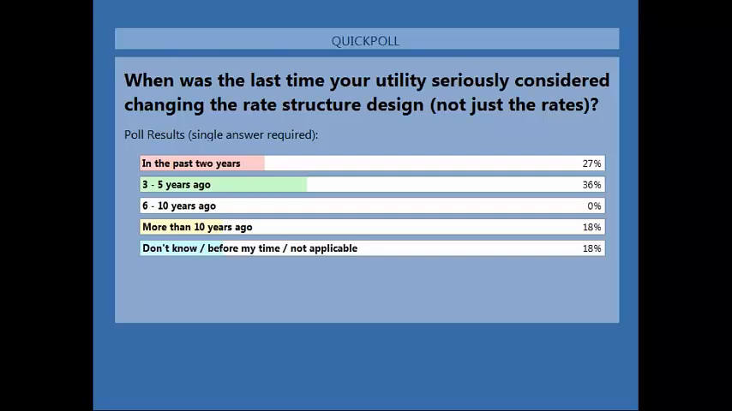It looks like it's actually much more common amongst this group of webinar attendees to look at the rate structure design and think about changing it than I've seen in other areas.